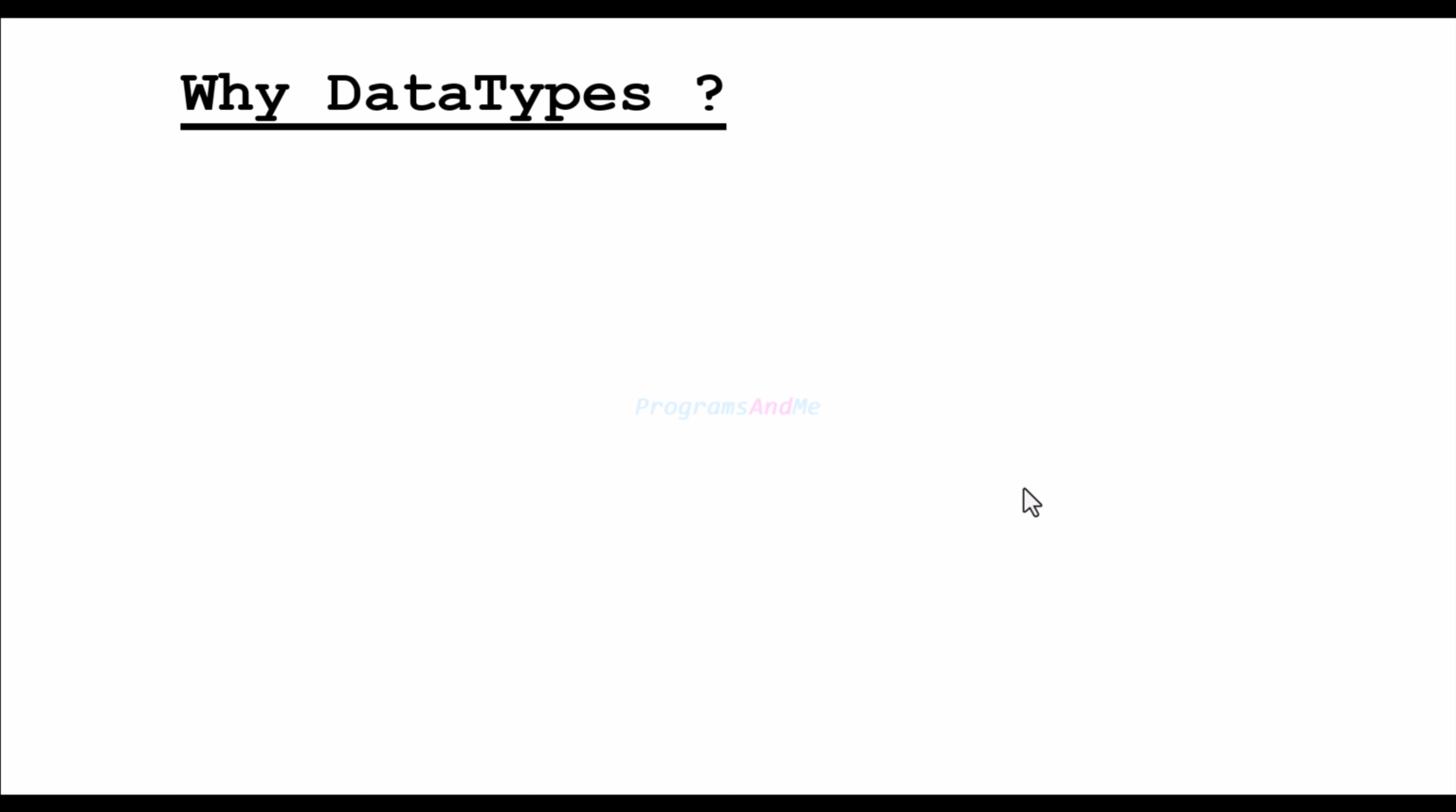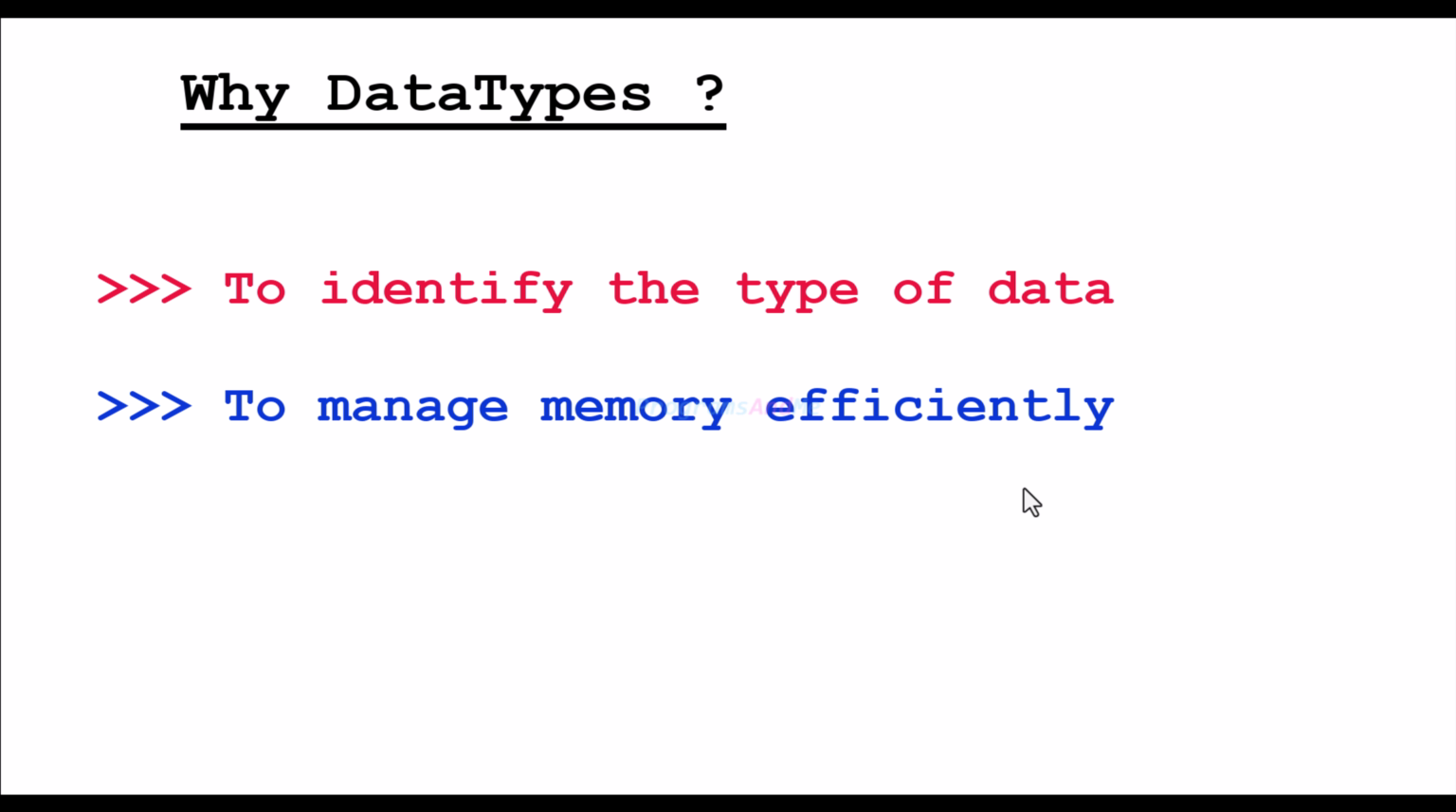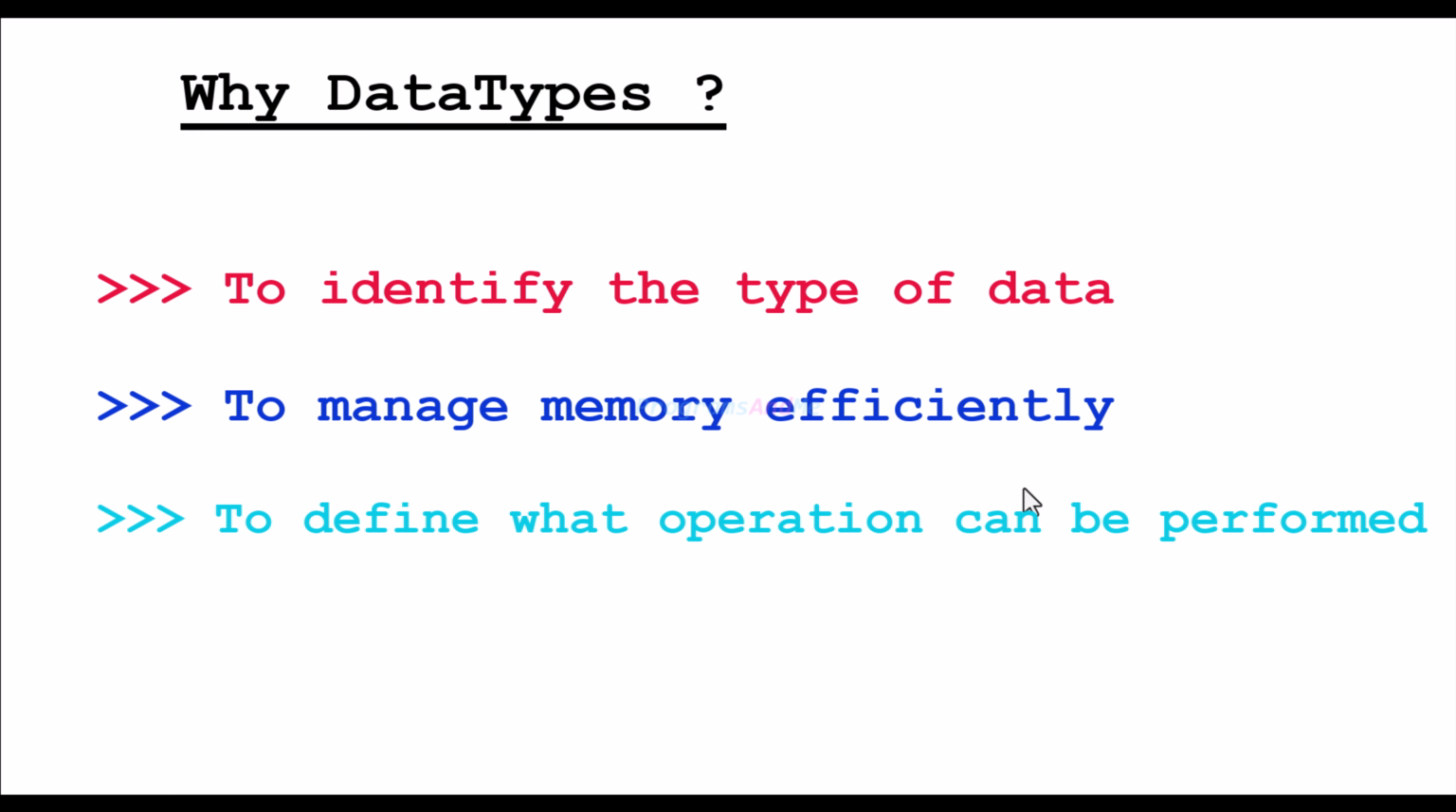Next, let's talk about why data types are needed in programming. The first reason is to identify the kind of data, to identify whether a value is a number or text or something else. And the second reason is to manage memory efficiently. Different data types use memory differently. To define what operations are allowed. Integers can be added, strings can be concatenated, but you can't multiply a string by another, or add a string and an integer.